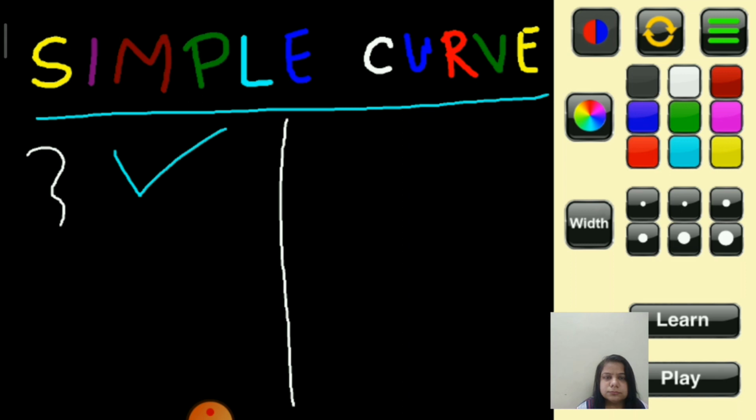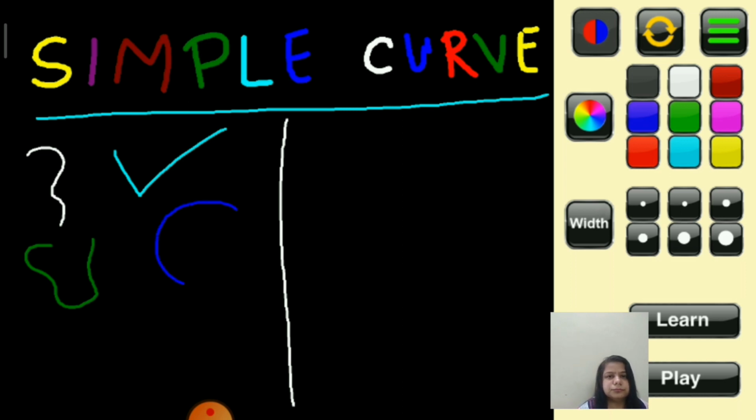This is also a simple curve. Again, this is also, is it a simple curve? No, this is not a simple curve because it is crossing itself. So I am going to erase it from this side. Now if I do it like this, this is again a simple curve.